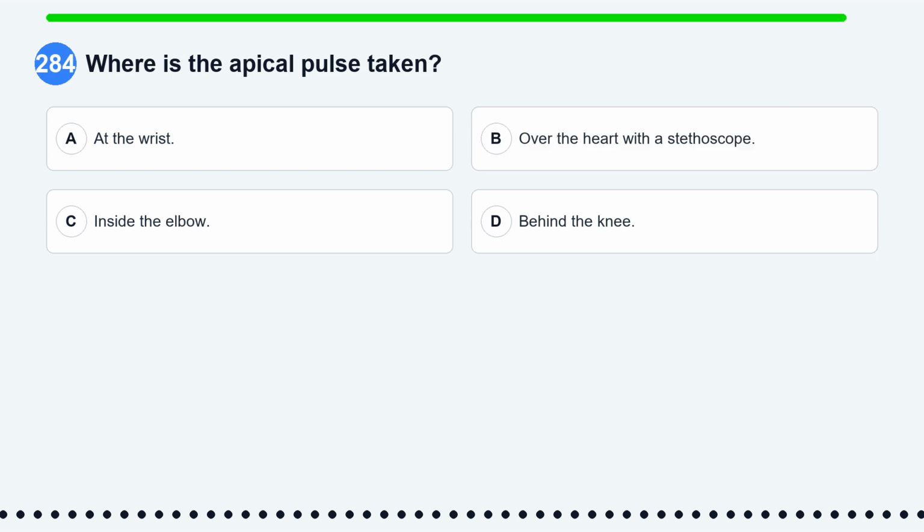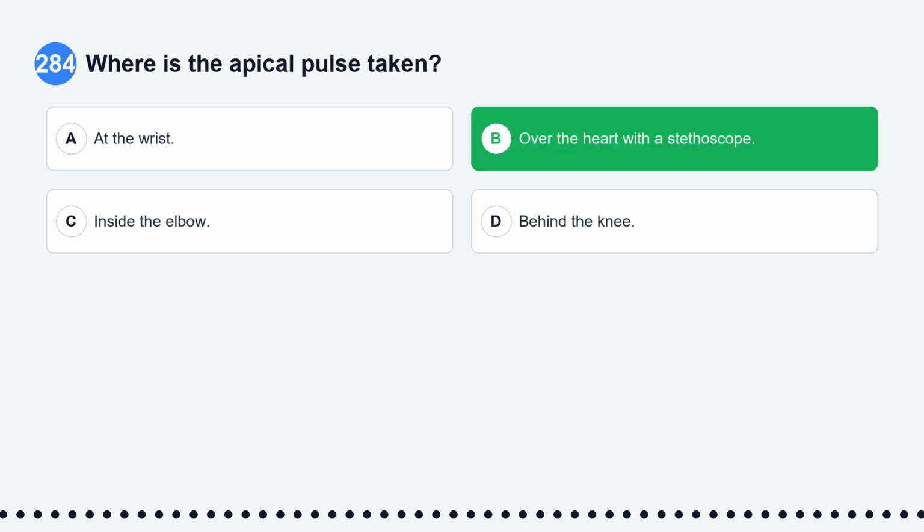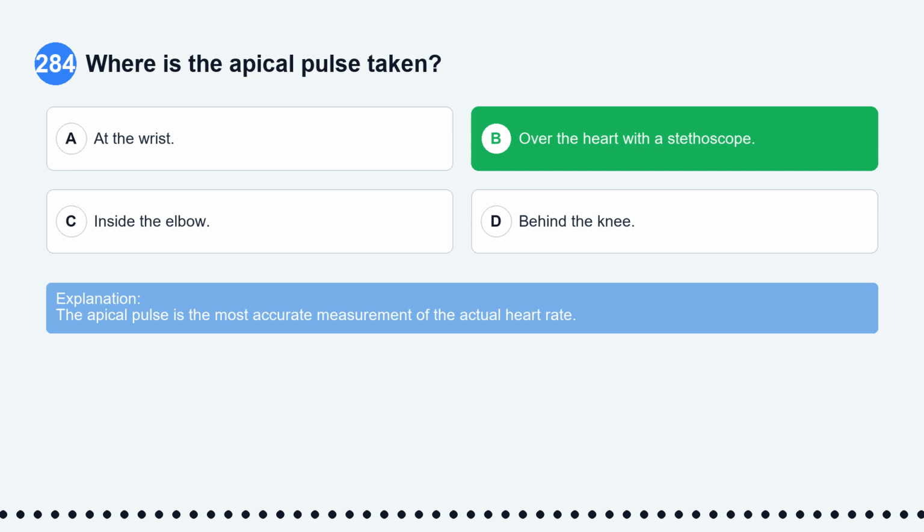Question 284. Where is the apical pulse taken? Option A, at the wrist. Option B, over the heart with a stethoscope. Option C, inside the elbow. Option D, behind the knee. The correct answer is option B, over the heart with a stethoscope. The apical pulse is the most accurate measurement of the actual heart rate.